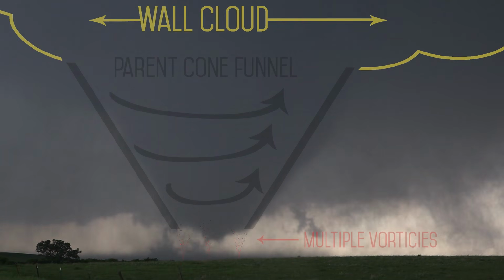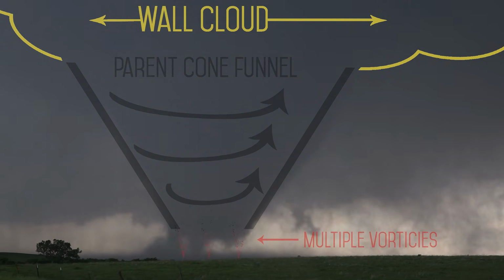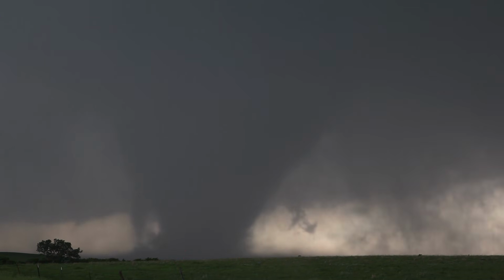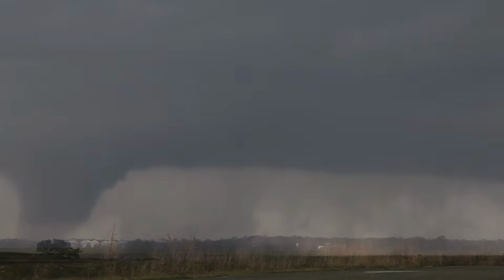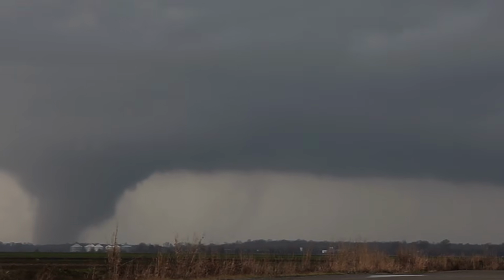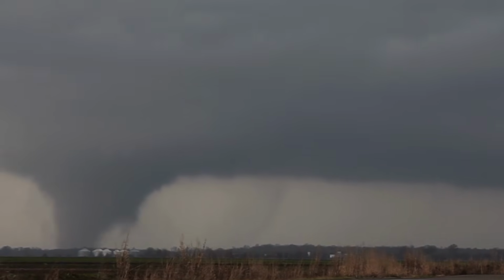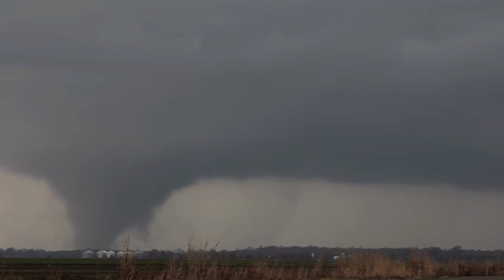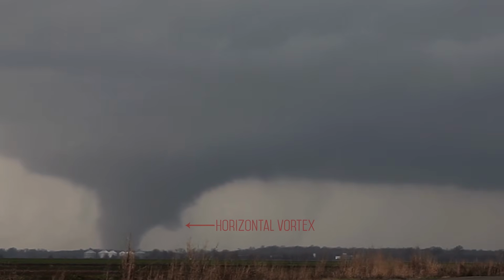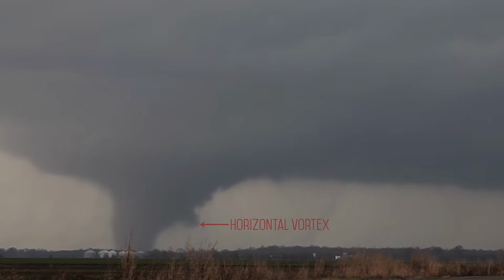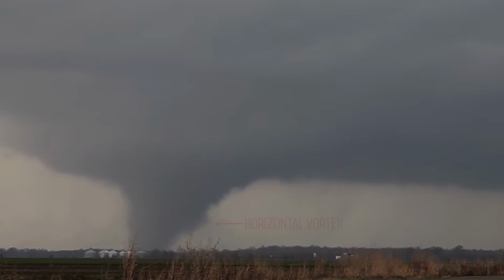Tornadoes are often comprised of multiple vortices. These suction vortices are often violent. Tornadoes can remain stationary or tear across the landscape at speeds in excess of 60 miles per hour. An indicator of violence is a horizontal vortex which snakes outward from the tornado.